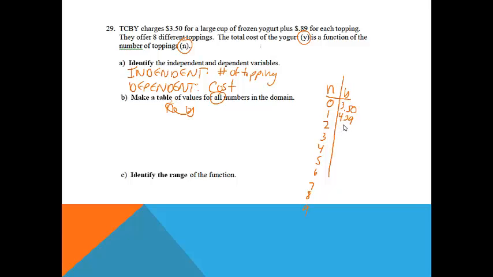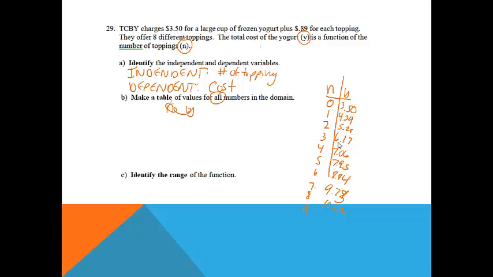For 2 toppings, $5.28. For 3 toppings, $6.17. For 4 toppings, $7.06. For 5 toppings, $7.95. I definitely don't think I want that many toppings. That's a really expensive cup of yogurt. 6 toppings would be $8.84. 7 toppings would be $9.73. I think I forgot one in between there somewhere. 8 toppings would be $10.62. And I think somewhere in there I am missing a value.